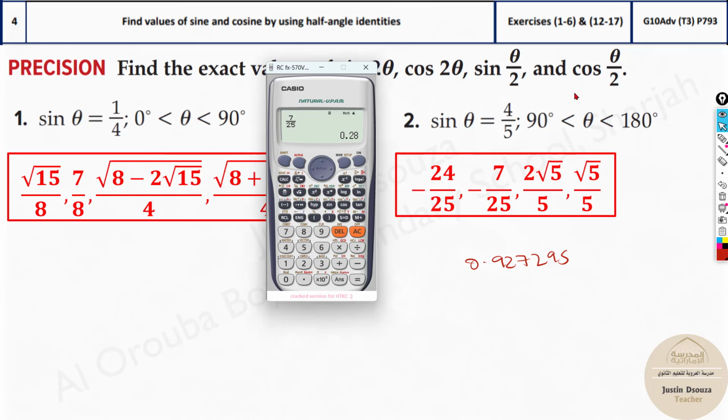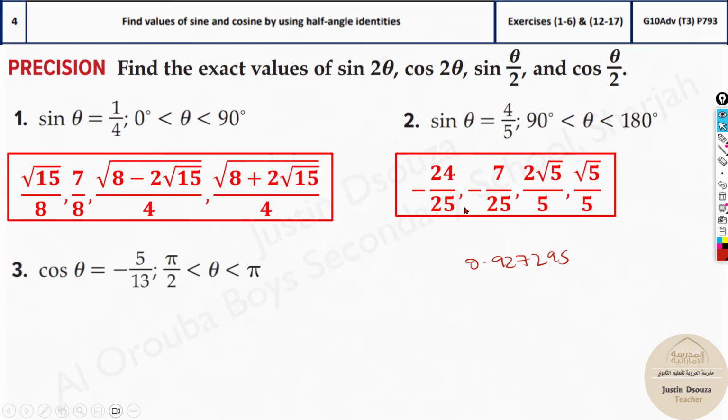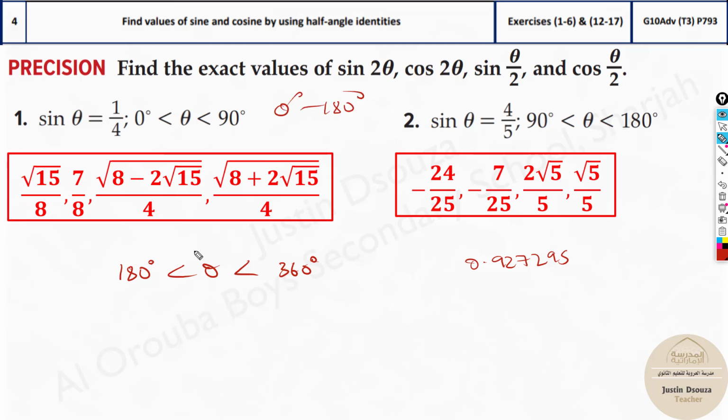But here you should do the formula method. But now, how do I know which is positive, which is negative? Here we have been given the theta, right? So let's multiply both the sides by 2. So what do we get? 180 degrees less than 2 theta less than 360 degrees. Now, is sine positive from 180 to 360? No, sine is positive only from 0 to 180 degrees. This is beyond that, so that's why it's negative.